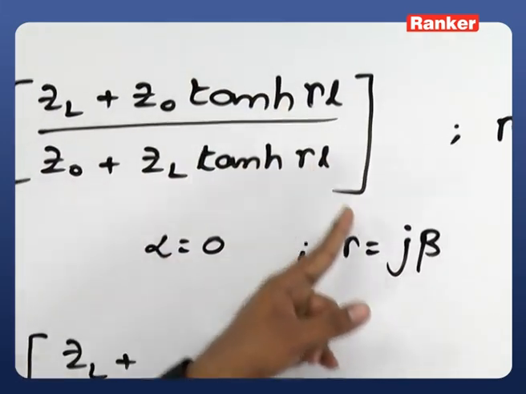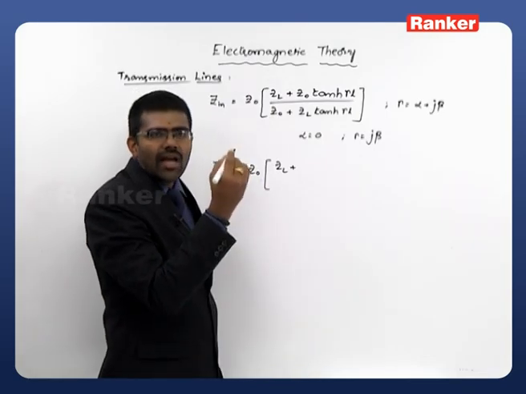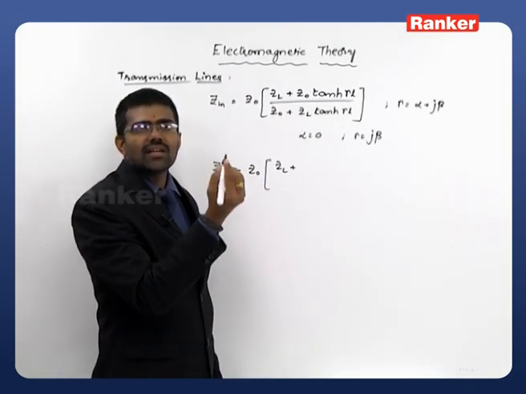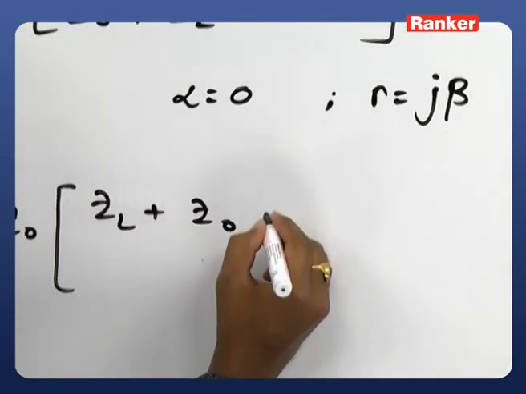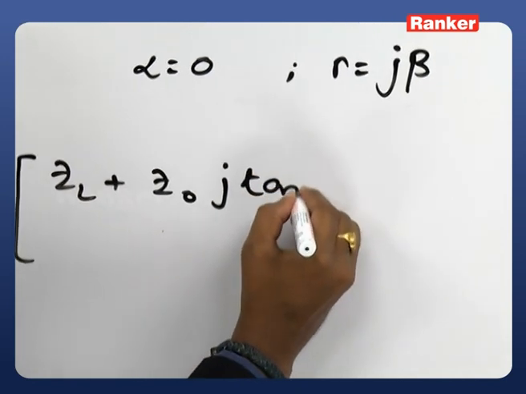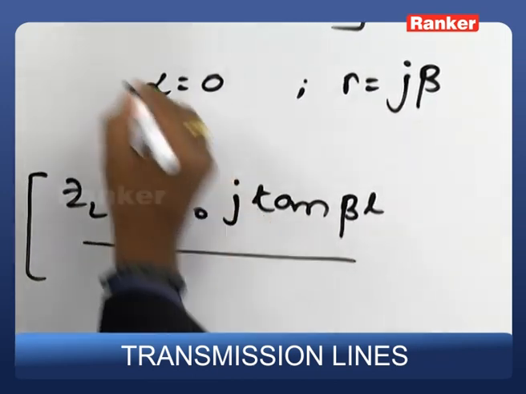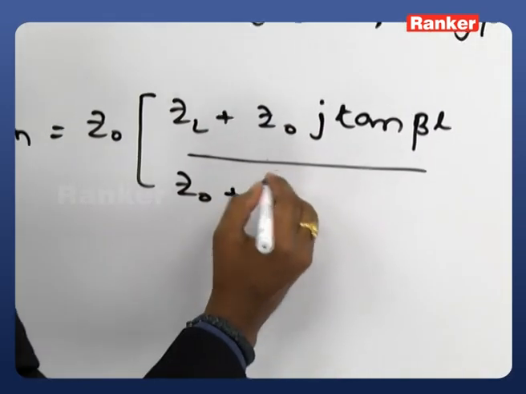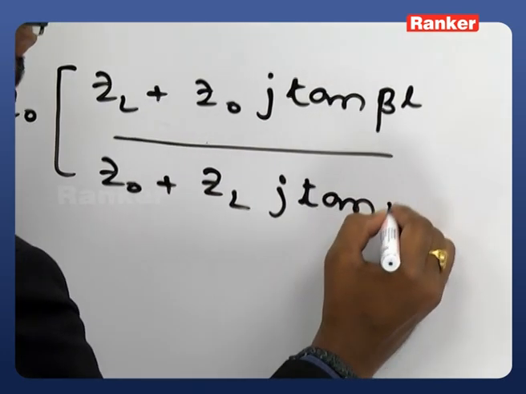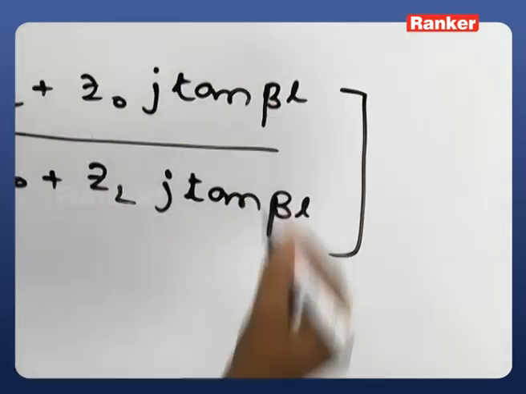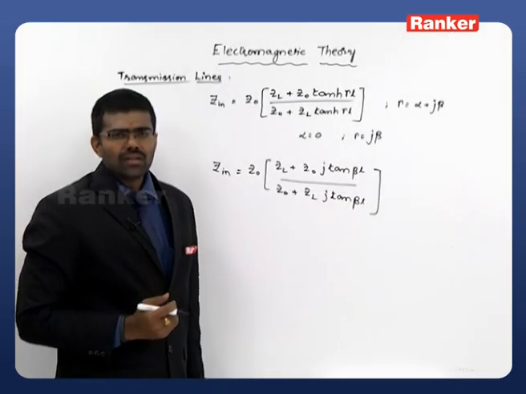Tan hyperbolic function of any imaginary number is nothing but j tan x. As an example, if you take tanh(jx), then this can be written as j tan x. Remember that point. So here this entire thing can be j tan βL, divided by, similarly here also this can be written as Z0 plus ZL j tan βL, or this can be written as jZ0 tan βL in the numerator and jZL tan βL.